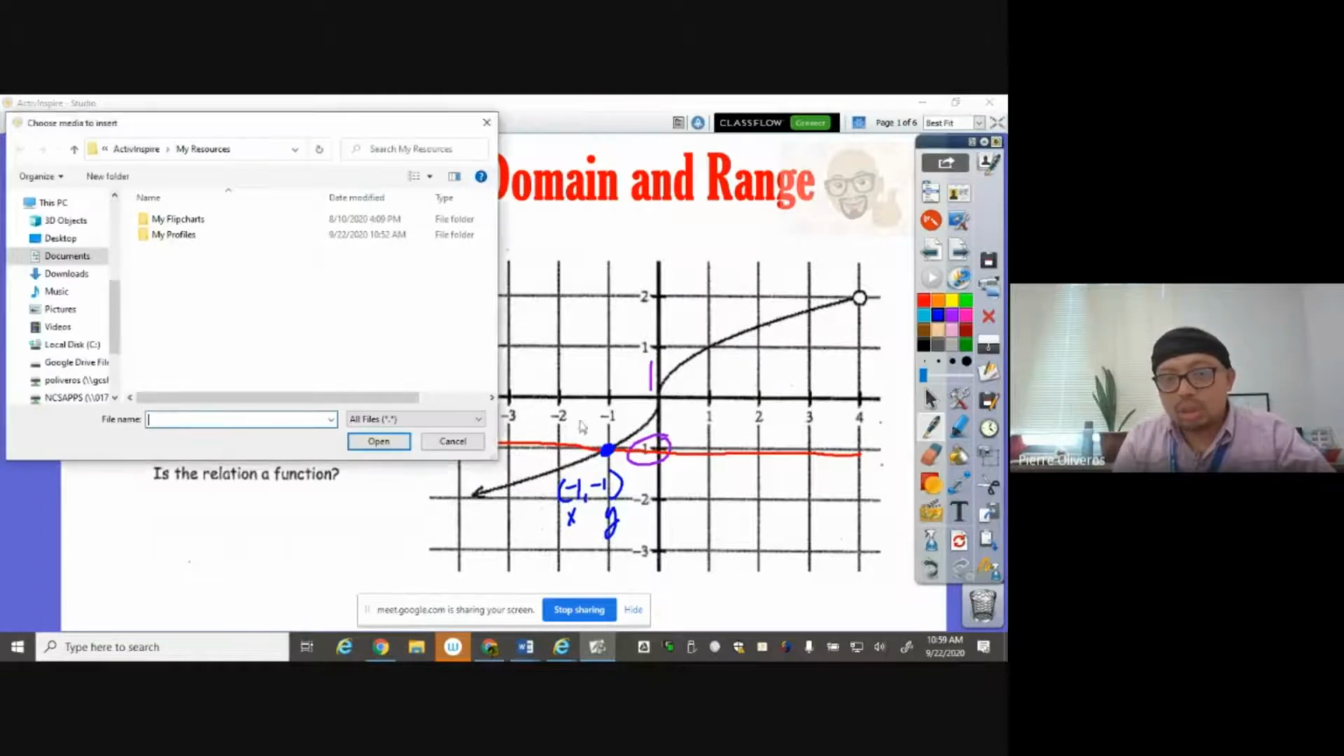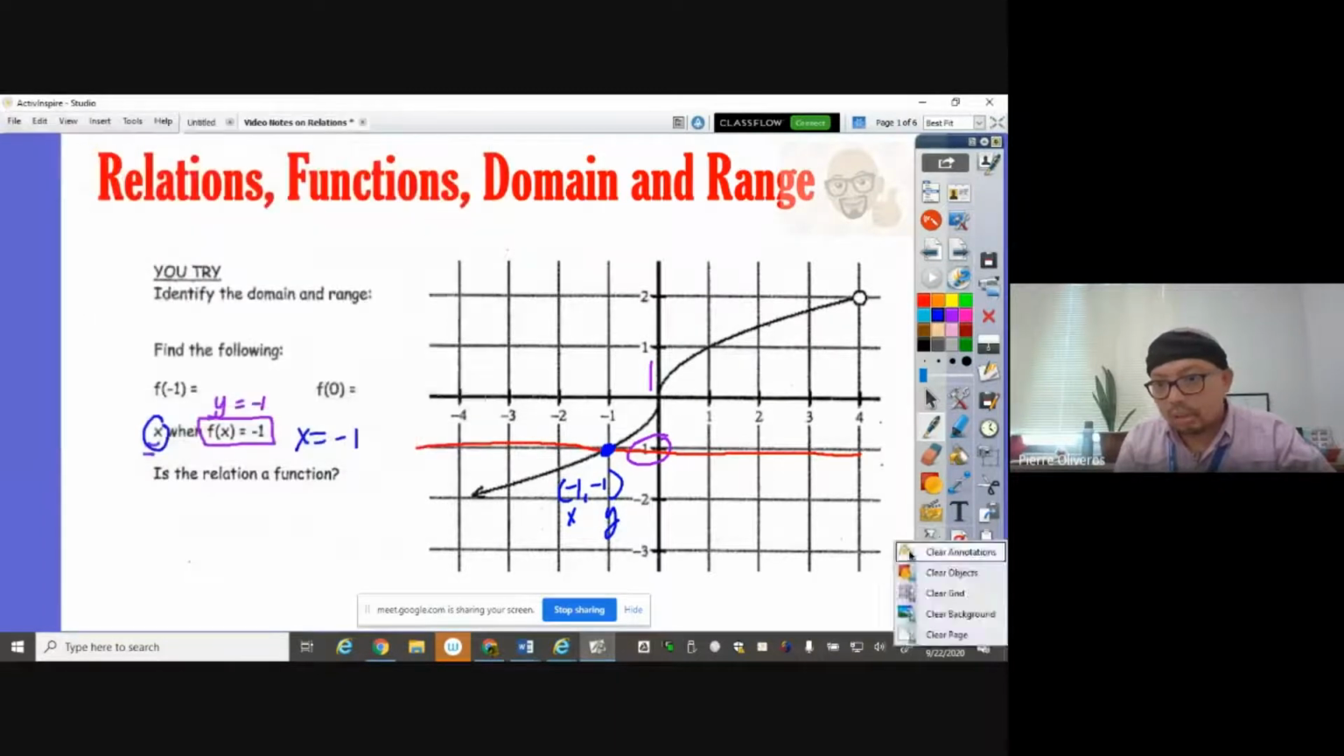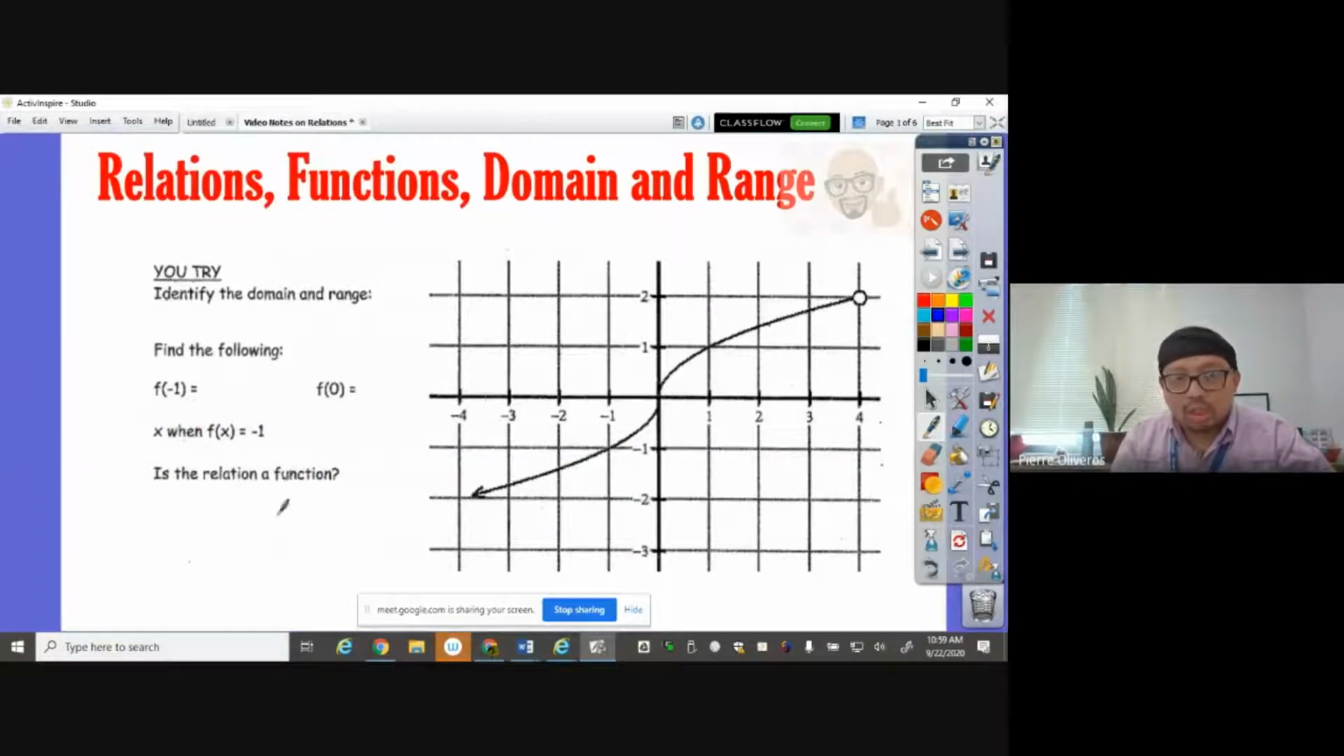Is this a function or not? For us to know if it's a function, we're going to use the vertical line test. The vertical line test says that if it crosses two or more points on the graph, that means it's not a function. Here, if I draw a vertical line, it crosses only 1 point, 1 point, 1 point, so therefore this relation is a function. So the answer is yes.